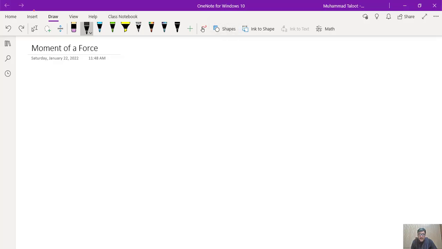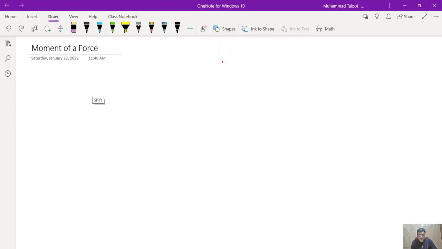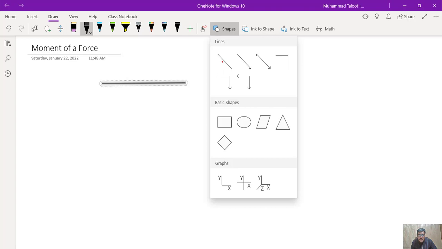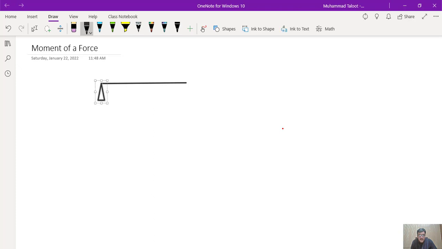So moment of a force. First of all, I'm going to draw a free body diagram. So here is the door, free body diagram of a door. This is the part where the hinge is connected, or you can say the one part of the door is fixed. So if I apply some force at this end, what will happen? The door will move in this direction. If I apply force in the opposite direction, the door will move in the other direction.